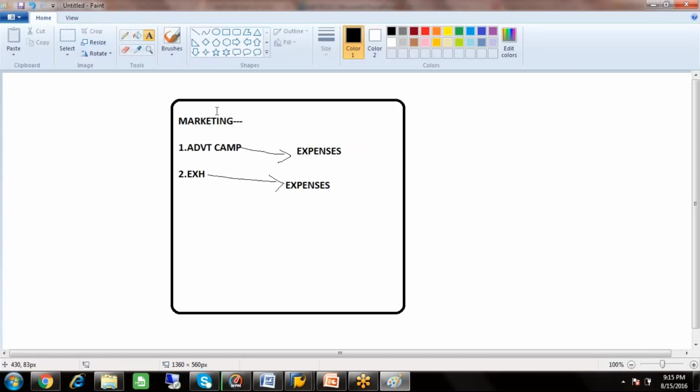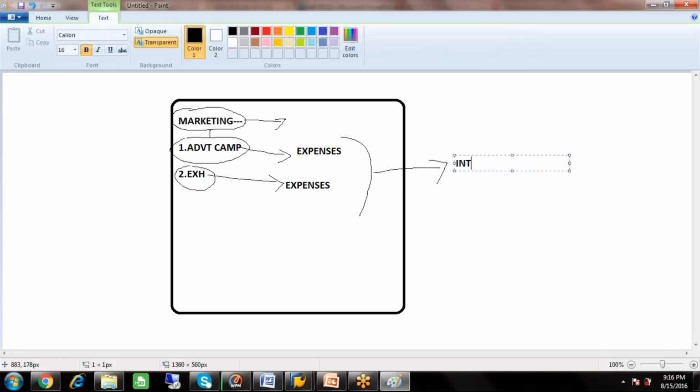Now how do I get this information? I cannot depend on my cost center, because cost center will give me information only up to the marketing department. For the marketing department, what is the cost? I can depend on my cost center accounting. But within a particular cost center, for a particular activity, what is the expenditure? I cannot depend on my cost center. That's where I come to my second important area, which we call internal orders.